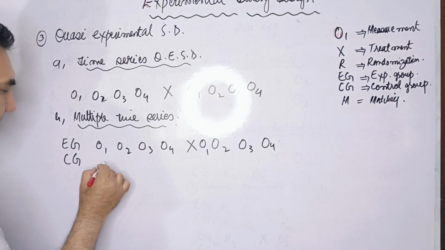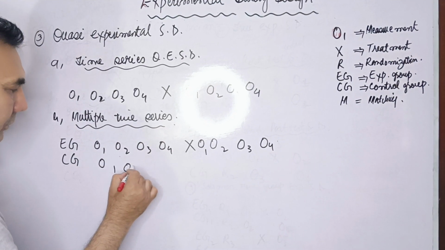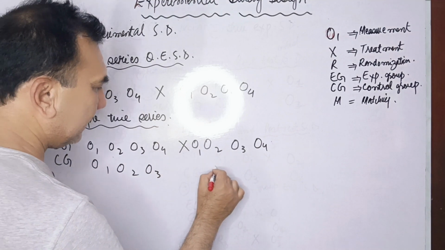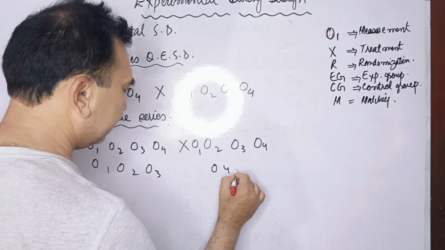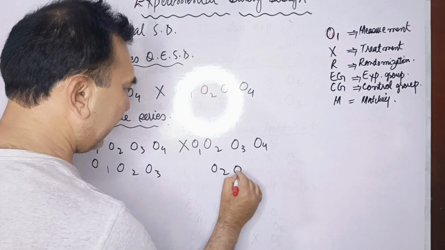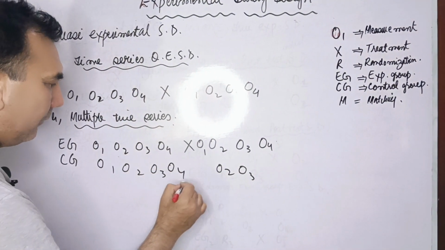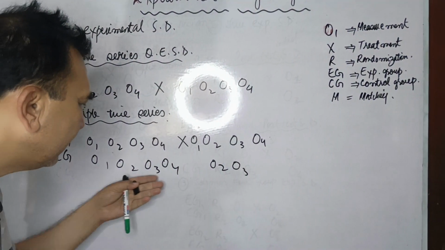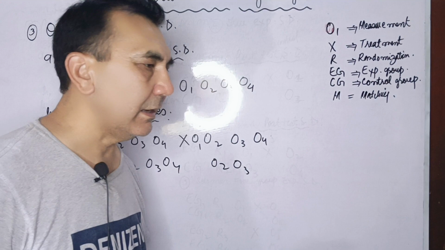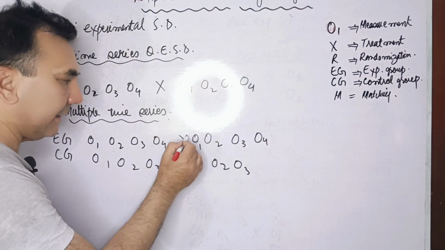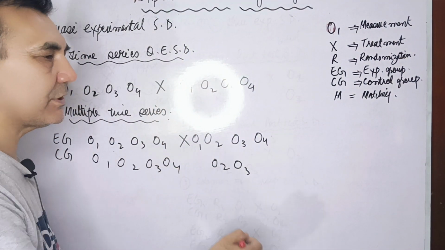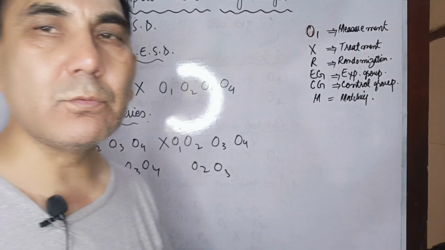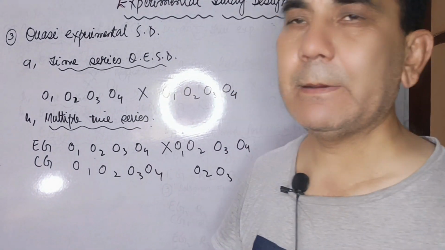And in the control group, what has the researcher conducted? O1, O2, and then O3, and then O4. In the control group, the researcher conducts the pretest 4 times, without exposing an intervention. Then the researcher conducts the two post-tests in the control group, not equally matching with the experiment group.